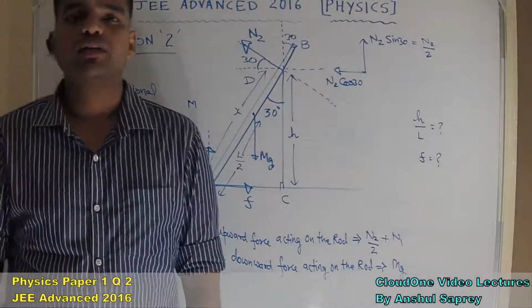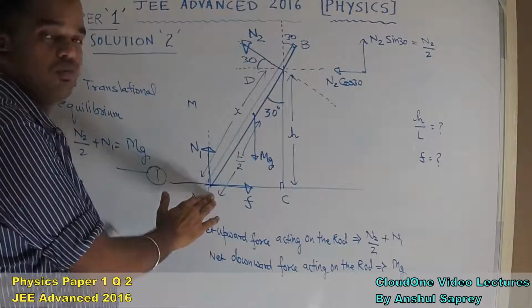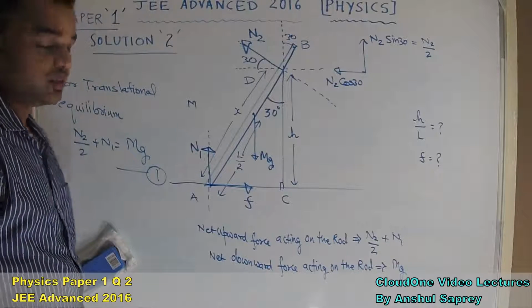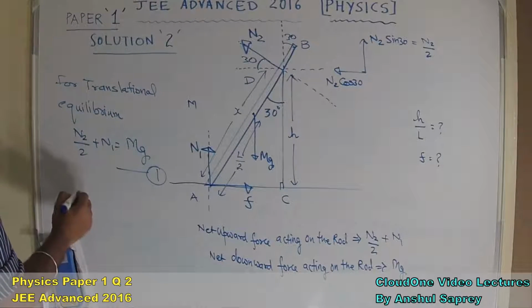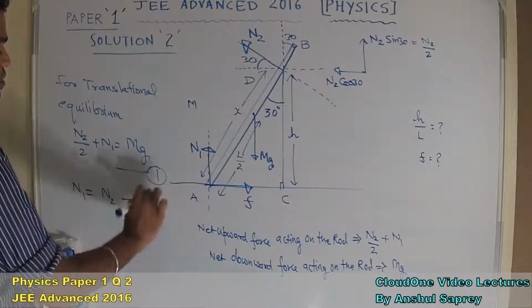One piece of information given in the question is that the normal forces acting between the rod and the floor and between the rod and the vertical wall are equal in magnitude. So I can write N1 is equal to N2. This is our second equation.